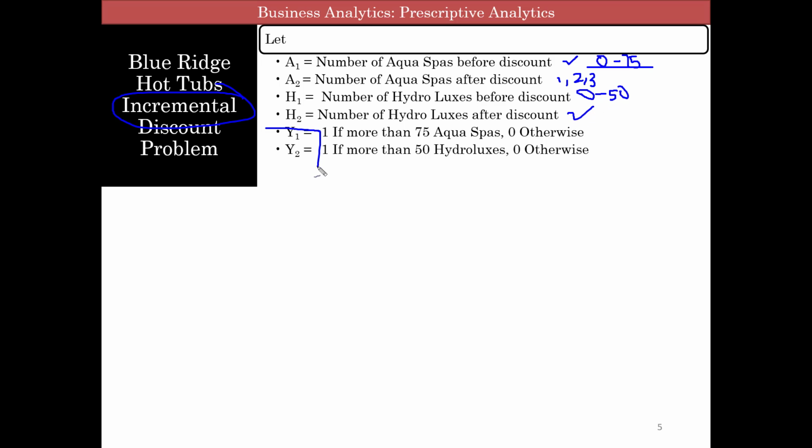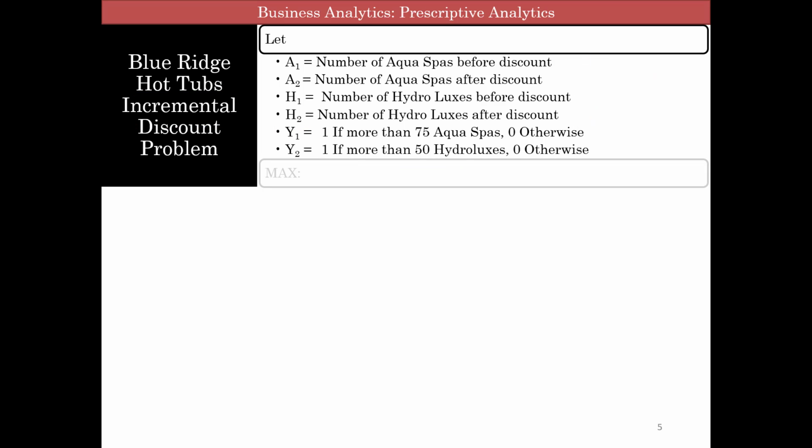So you want two binary variables to handle this problem. If Y1 is 1, then A1 automatically becomes 75 and A2 starts having values. If Y1 is 0, A1 can be anywhere between 0 to 75, and A2 will have to be 0. Similarly for Y2. All right, so that's pretty much the definition.